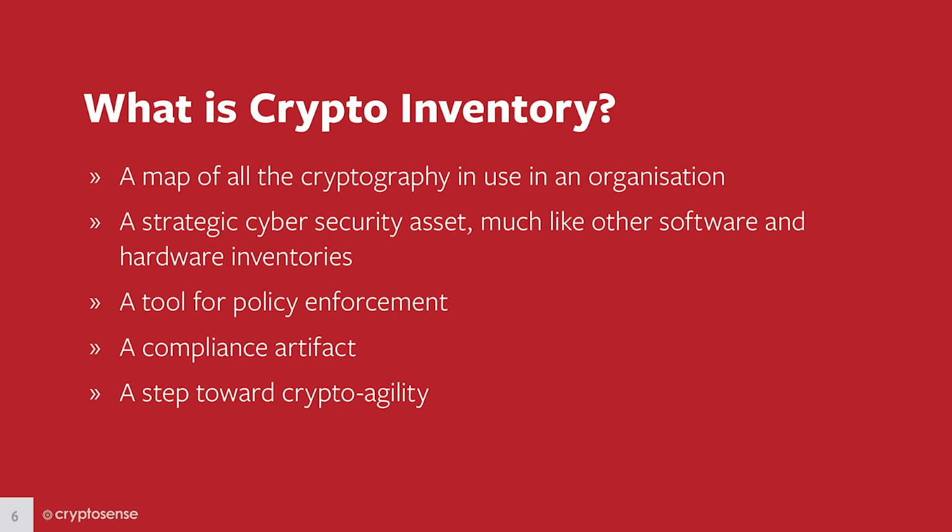So let's start with some definitions. What is a crypto inventory? Here I've put a series of different answers to the question. In the most physical way, a crypto inventory is some kind of map of all the cryptography that you use in your organization. It's some sort of list or plan, or just an explanation of what cryptography you have and what you're doing with it. But there are other ways to view a crypto inventory.